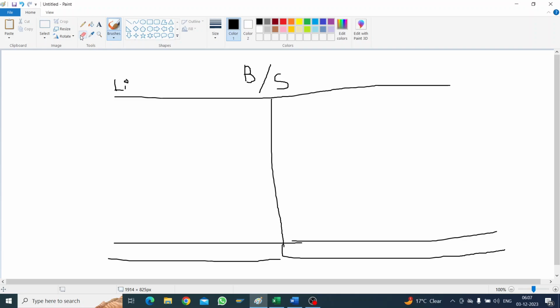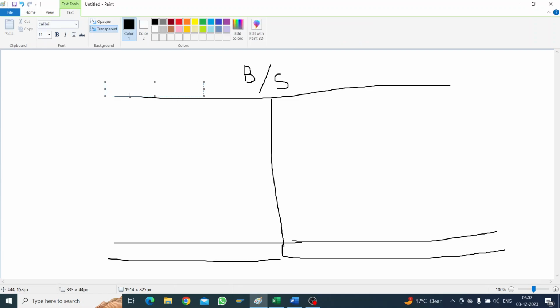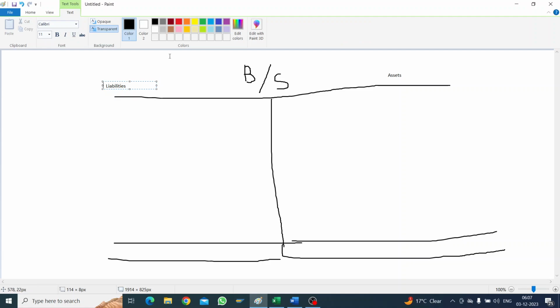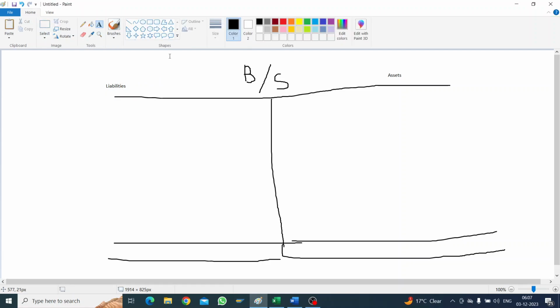Let me just clear it up and let me quickly show you by writing it better instead of doing this. Liabilities, right? And on this side you will have assets. So this is how your balance sheet will look like.